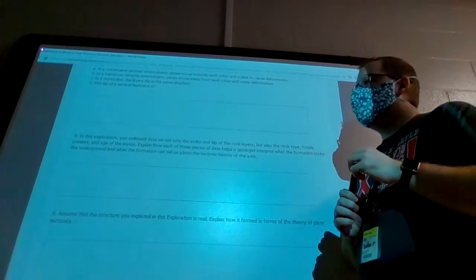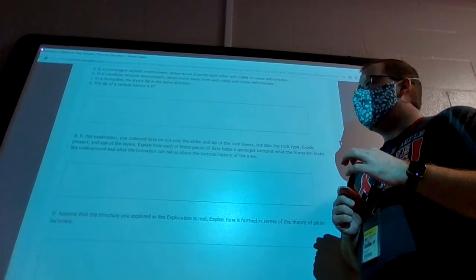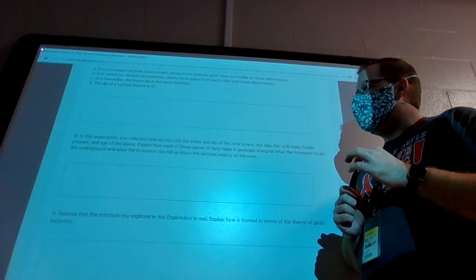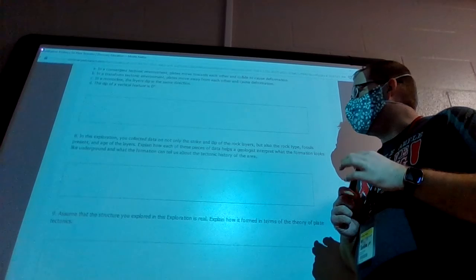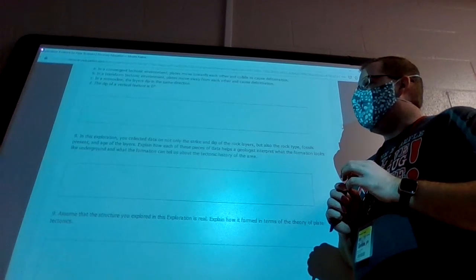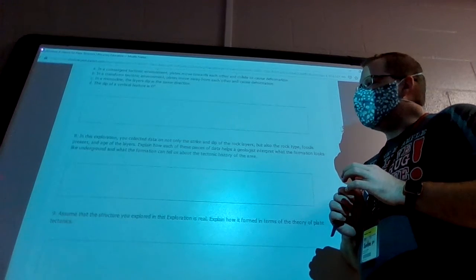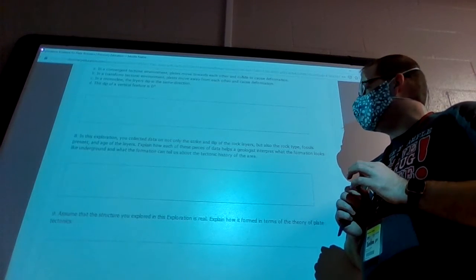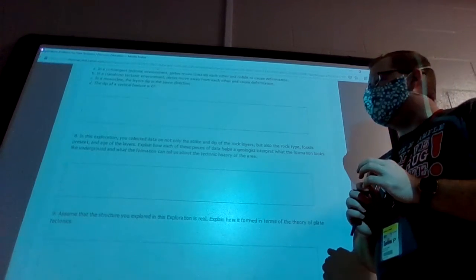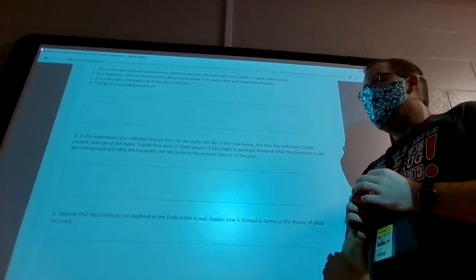Number 8. In this exploration, you collected data not only the strike and dip of the rock layers, but also the rock type, fossils present, and ages of the layer. We would have done that if we would have finished it. Explain how each of these pieces of data helps the geologist interpret what the formation looks like underground and what the formation can tell us about the tectonic history of the area.